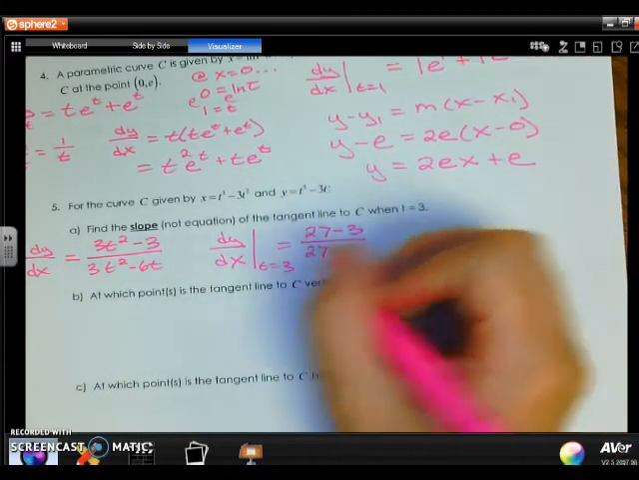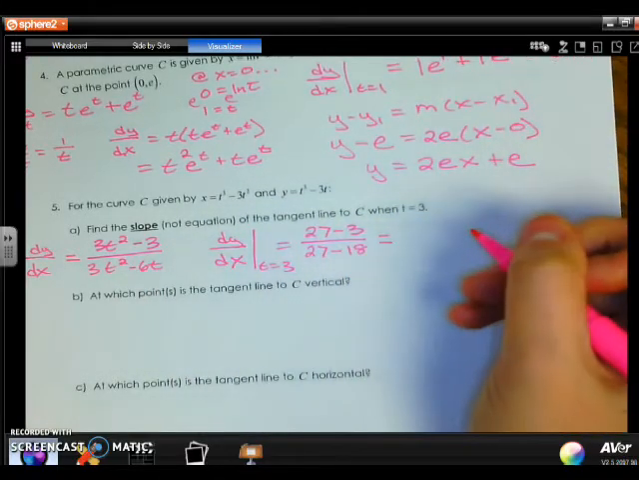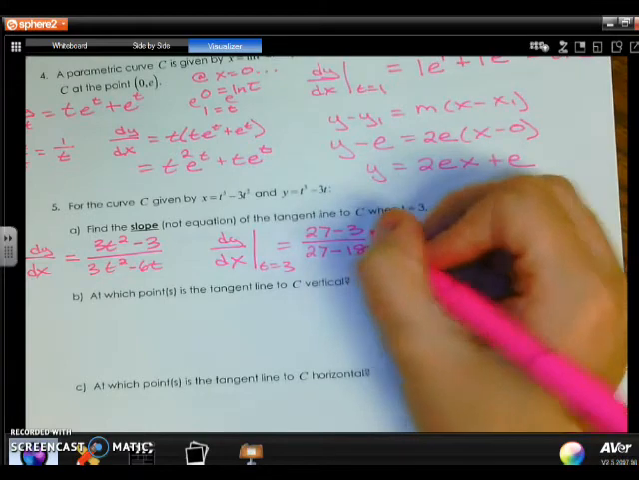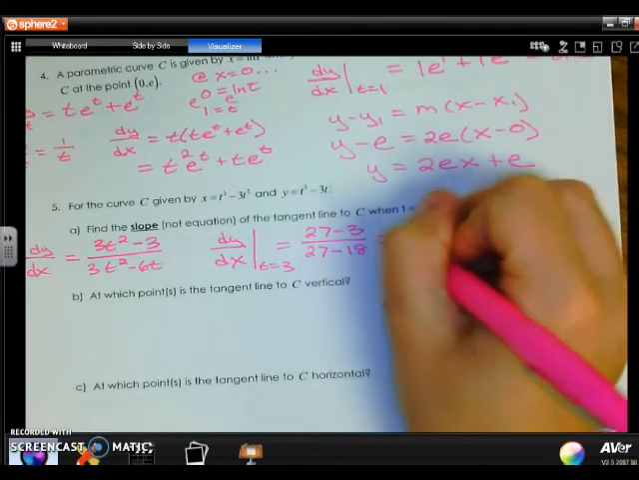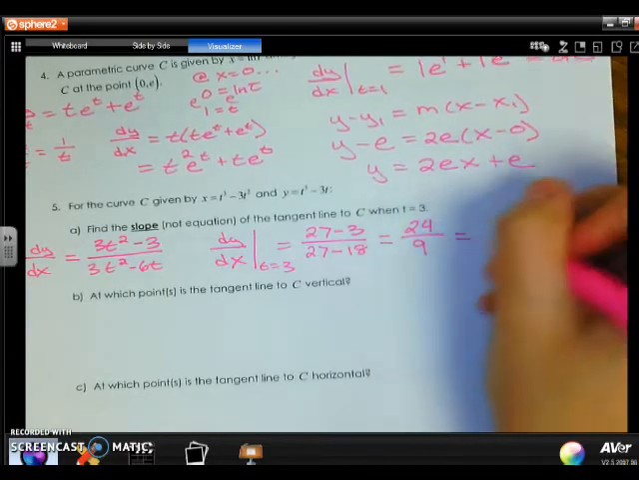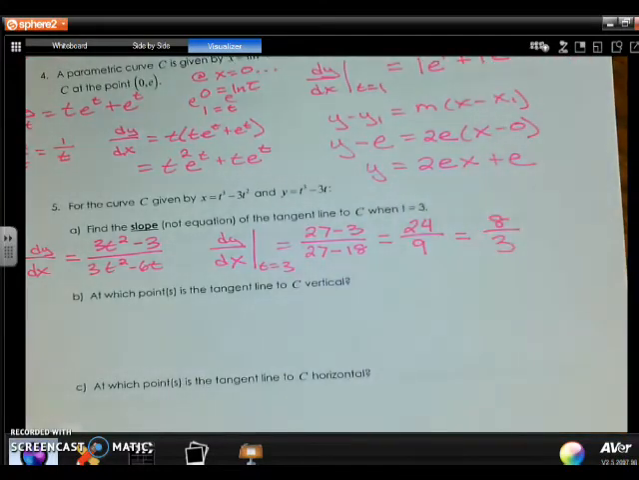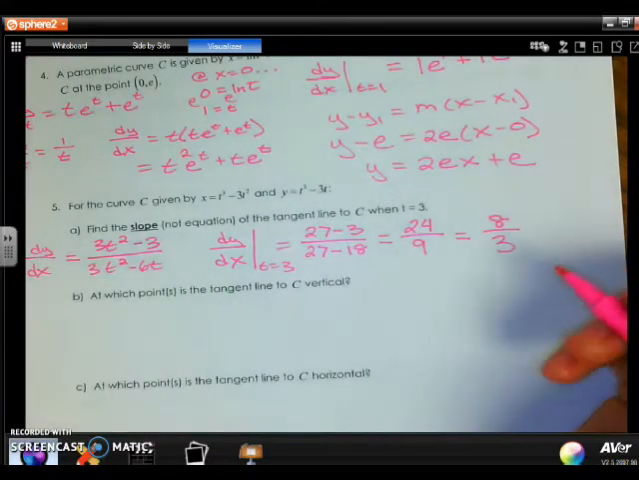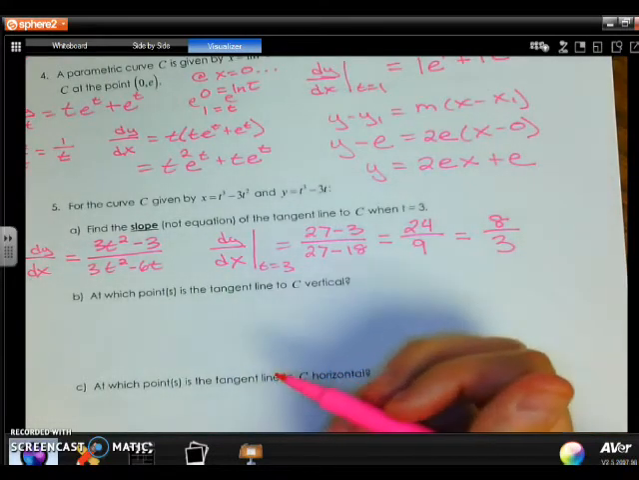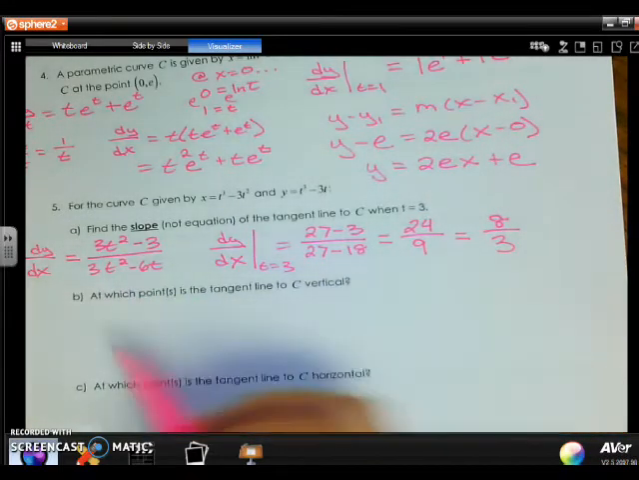And that'll be minus 18. And so I think you can clean that up, right? That's 24 over 9. And if you wanted to reduce it a little bit, you can call that 8/3. So again, this is your slope, okay? That's the m value. Oh, and that's all it was asking for in A, so I can stop there, okay?